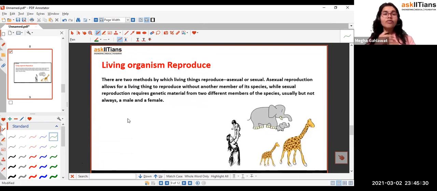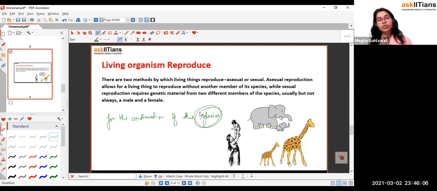What will happen if we stop producing the babies? At some point of time, all the human beings are going to vanish from the face of earth. We are going to go extinct, right? So it is very, very important for the living organisms to reproduce, to give rise to the babies, to the offsprings, in order to continue their species, right? So it's very important for the continuation of the species. Now, what is species?